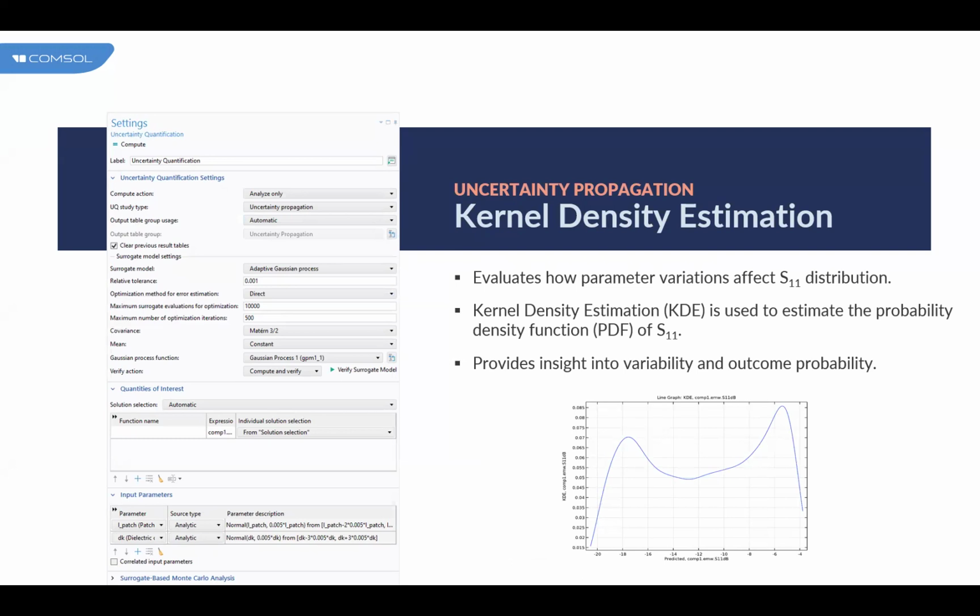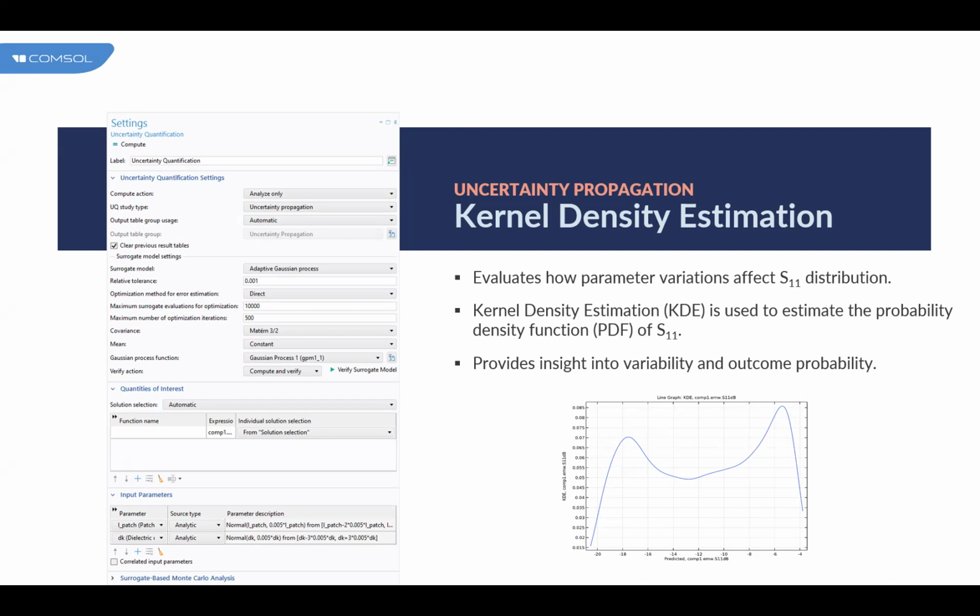To analyze how parameter variations influence the distribution of the S11 parameter, we use kernel density estimation. It estimates the probability density function of S11, providing a continuous representation of its likelihood across different values. This is to be done via the uncertainty propagation study. To accelerate this uncertainty propagation analysis, this study type also uses a surrogate model, specifically an adaptive Gaussian process surrogate model. By incorporating KDE into uncertainty quantification, we can better predict how real-world variations affect performance and refine designs for improved reliability. Here, we build up from the previous surrogate model and can almost immediately get the result.